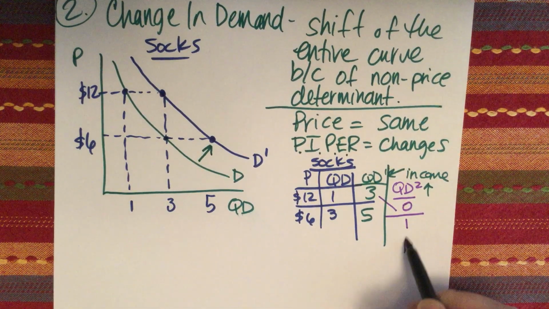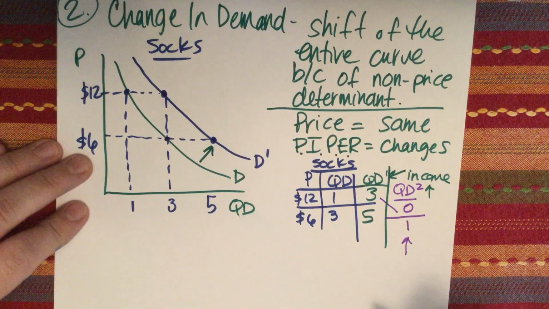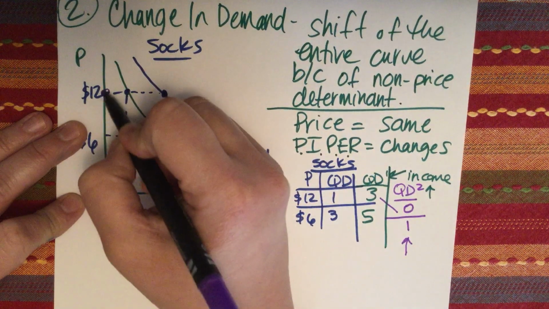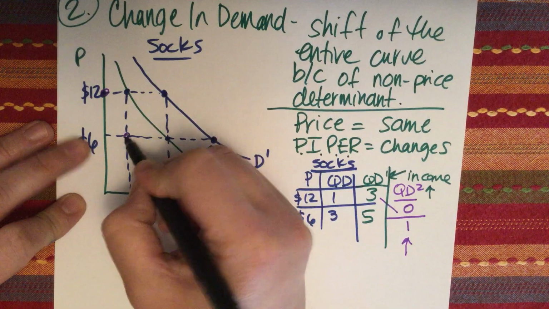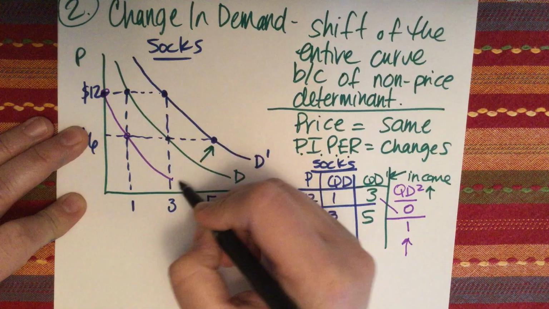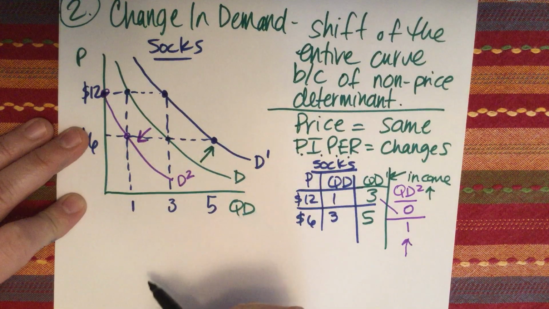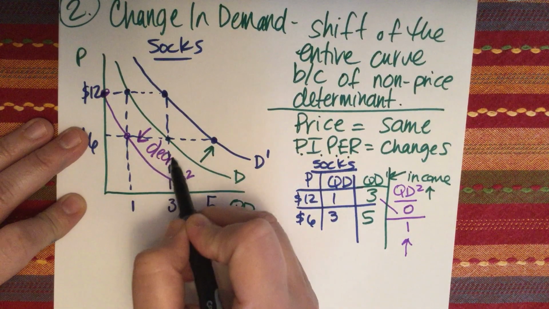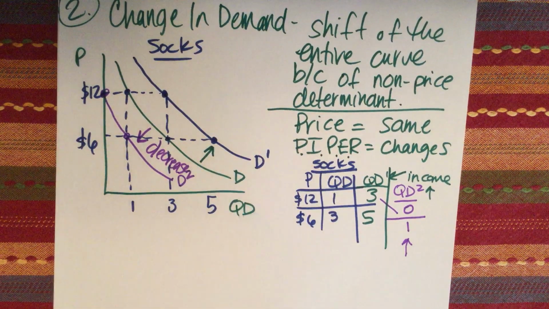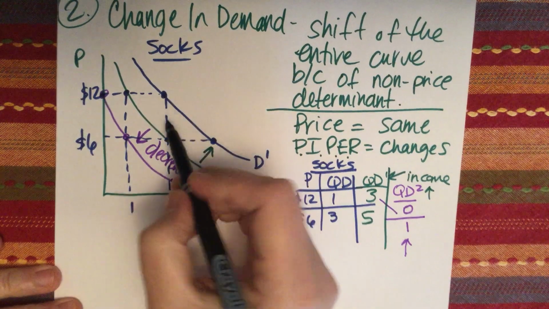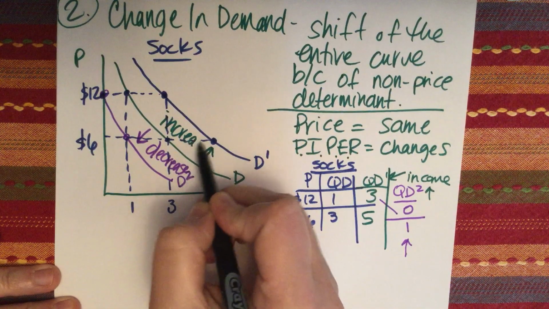So if I plot out this new curve, then at $12, I'm not buying any. At $6, I might buy 1. And this is my new curve here. I'll label this D2. And it has seemingly shifted to the left. This is a decrease in demand. So when demand decreases, it shifts to the left. When demand increases, it shifts to the right.